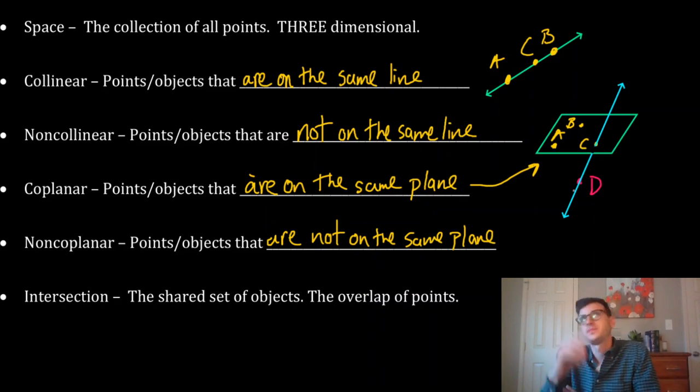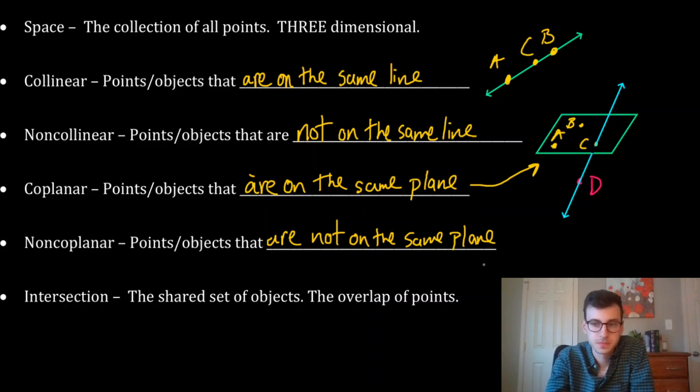And again, we could make a plane that both C and D are in, but as far as this plane and this line goes, C and D are not on the same plane. And D isn't on the same plane as all of A, B, and C, right? D is not on that plane.